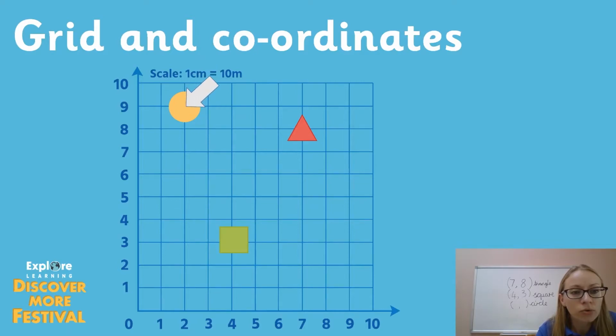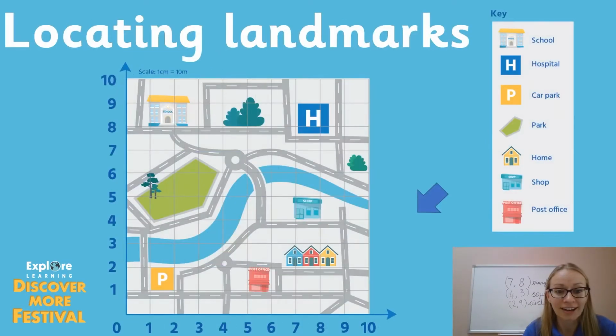And we're going all the way up to number 9. So the centre of the circle is located at 2, 9. Okay, well done if you got those correct. Brilliant. Okay, now we're going to move on to think about actually locating landmarks on our map.